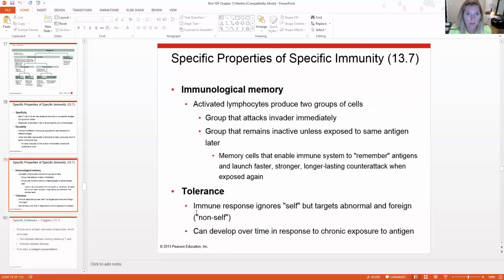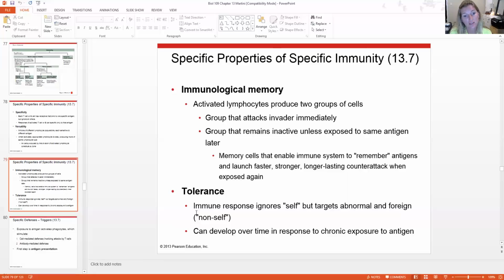Our specific immunity also has immunological memory, meaning activated lymphocytes will actually produce two groups of cells. They'll produce attacker cells, which will go off and attack, but they'll also produce inactive cells that serve as a memory of what that active cell is supposed to be. We call them memory cells because they remember the antigens, and they will launch a faster, quicker, more efficient attack when they're exposed to those antigens in the future.